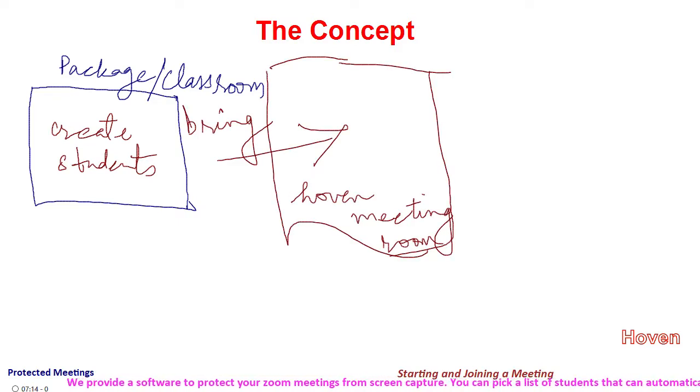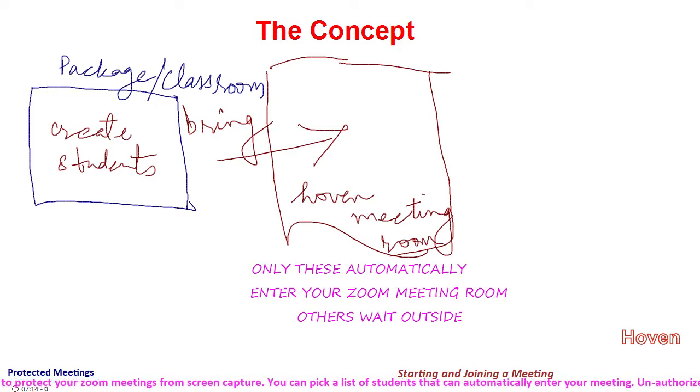These are your authorized students. Only they can enter the Zoom meeting automatically. Any other unauthorized student will stay in the waiting room. This is the fundamental concept.